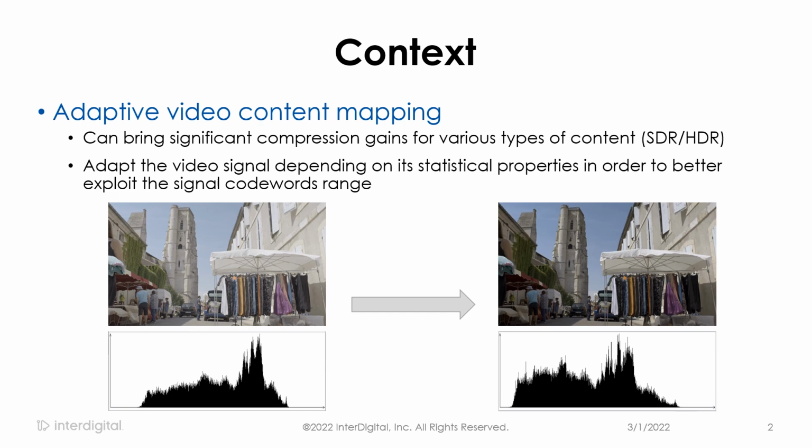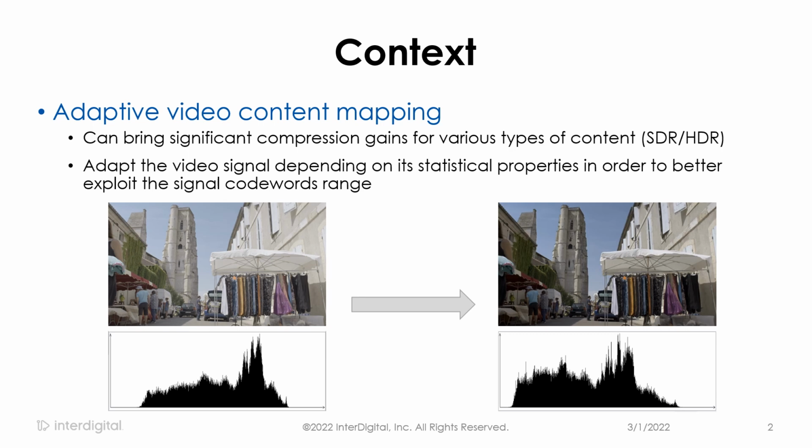Adaptive video content mapping is a video processing tool that has been studied for various purposes. It can be used as a display adaptation tool for adapting the video content to the display capabilities. It has also been explored as a coding tool for improving video compression for diverse types of content, such as SDR, wide color gamut, WCG, or HDR.